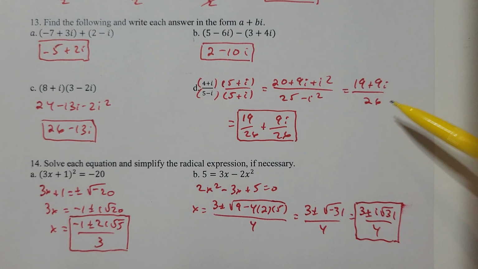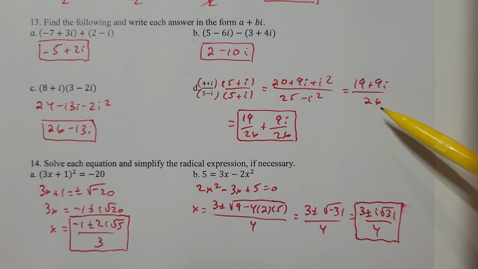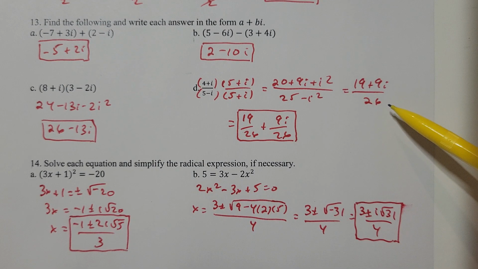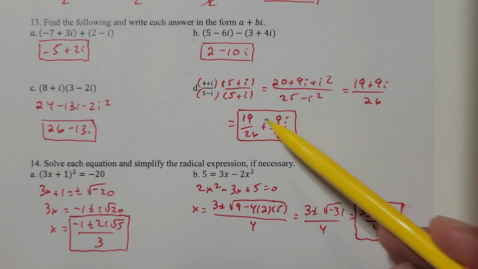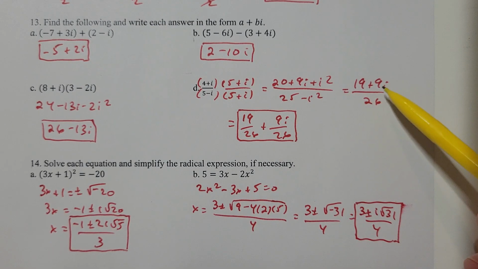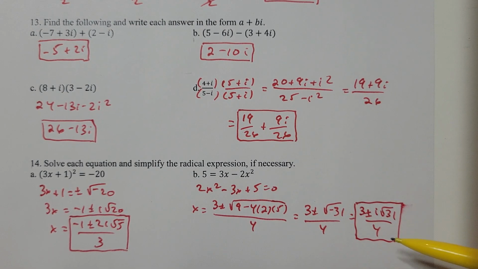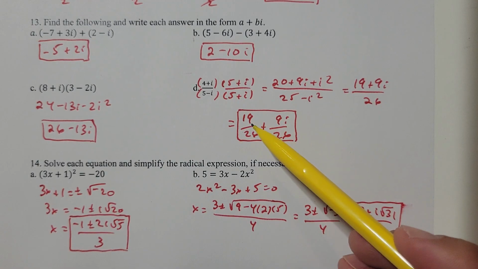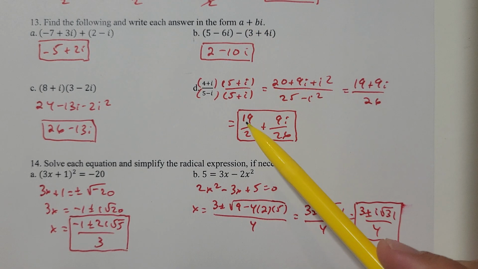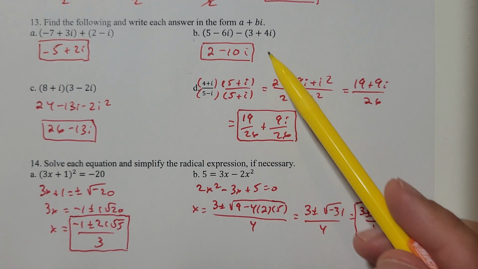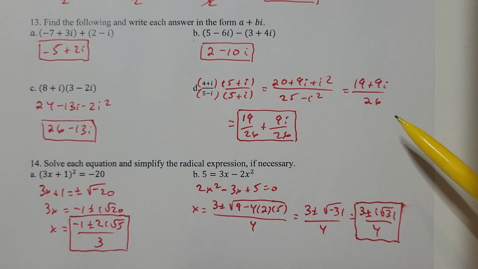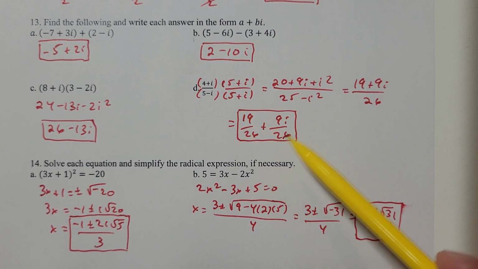And now technically I'm not in the form a plus b times i because I have this division by 26 going on. Let's go ahead and split this fraction into two fractions that are added. So I got 19 over 26 plus 9 over 26 times i. So a would be 19/26 and b is 9/26. And I'm done. I'd circle that number there.